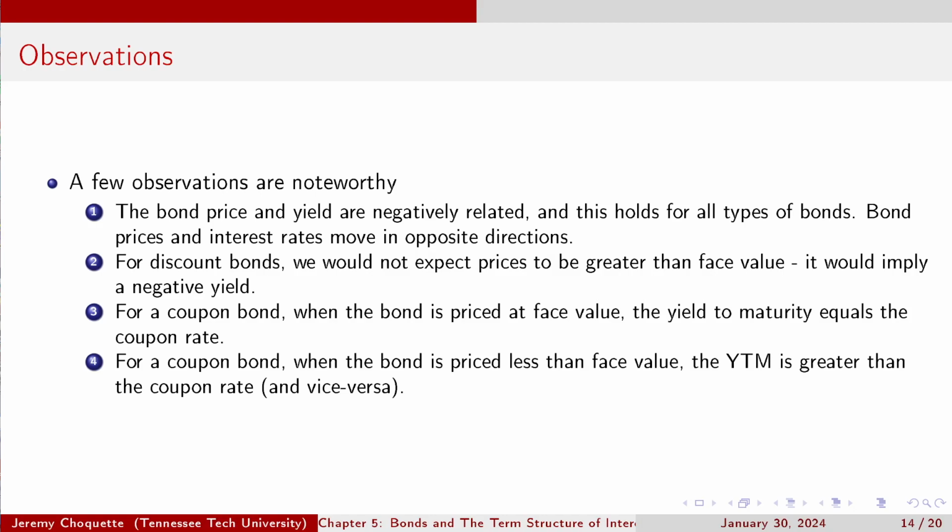For a coupon bond, when the bond is priced at face value, the yield to maturity equals the coupon rate. And for a coupon bond, when the bond is priced at less than face value, the yield to maturity is greater than the coupon rate, and vice versa.